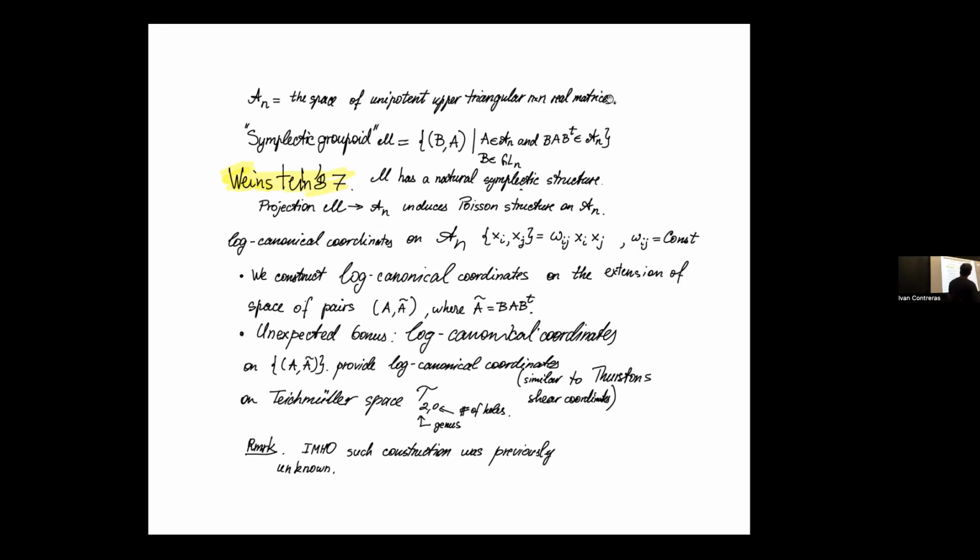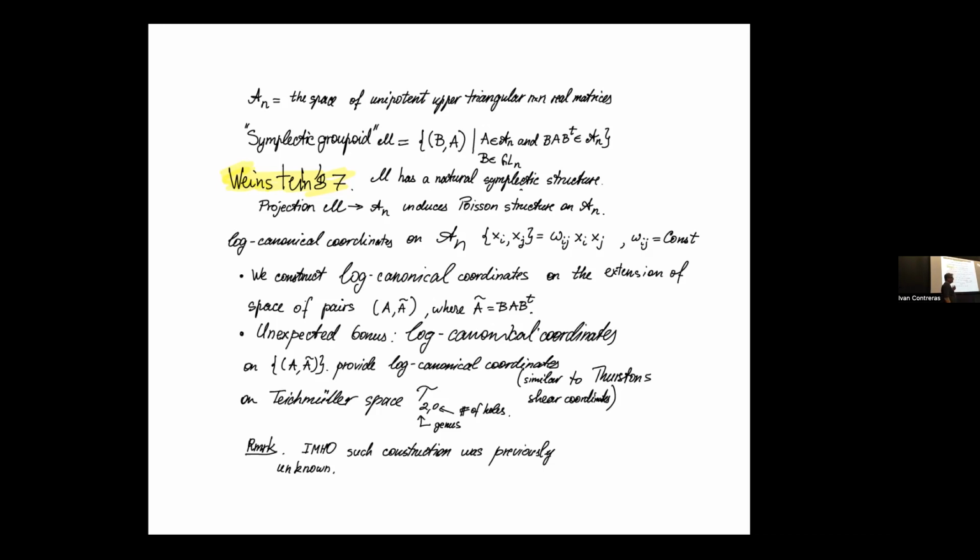Yeah, thank you. So we consider one particular symplectic groupoid. It's the symplectic groupoid of upper triangular matrices. Namely, we consider the space of unipotent upper triangular n by n real matrices. This will be the object of our groupoid. And what is a symplectic groupoid? It's a collection of pairs, an n by n matrix B and an upper triangular matrix A, such that if you take B, A, B transpose, you will again get an upper triangular unipotent matrix.